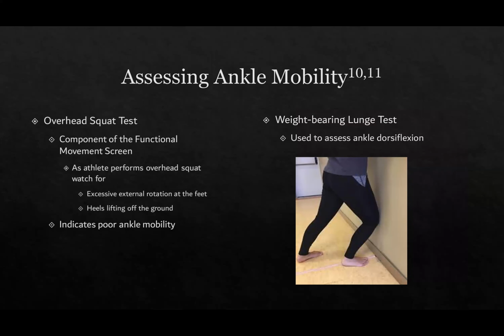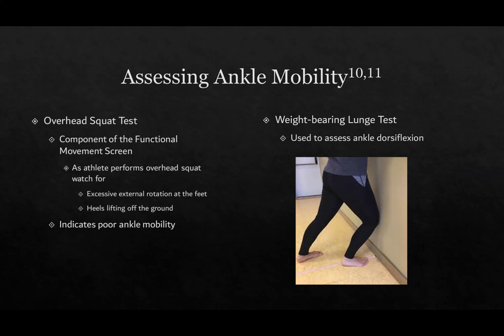Now, to assess for ankle immobility or ankle mobility within our athletes, we can use two separate screening tools. A comprehensive movement assessment called the functional movement screen utilizes the overhead squat test, which is the first one here on the left side of the screen. The overhead squat test is used to assess the athlete's movement at the ankles, knees, and hips through a squat movement pattern.